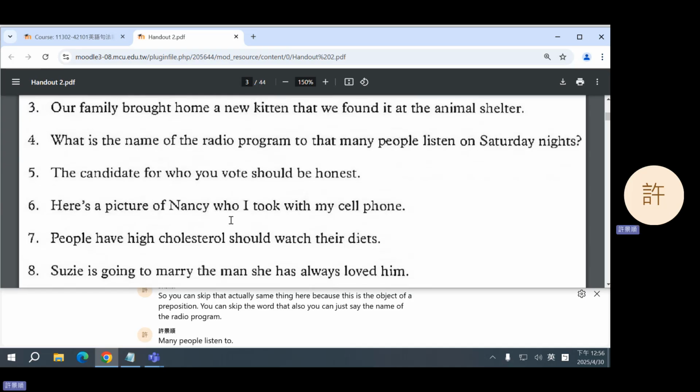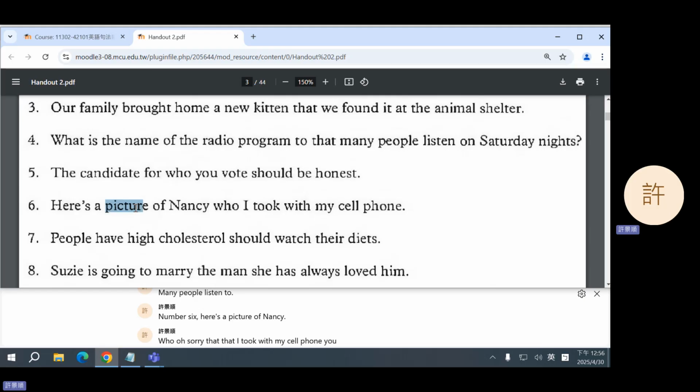Number 6. Here's a picture of Nancy that I took with my cell phone. You're talking about a picture. You're not talking about Nancy. You're talking about a picture. So it's that I took with my cell phone. And again, you can skip the word that because it's an object. So you can also say, here's a picture of Nancy I took with my cell phone.